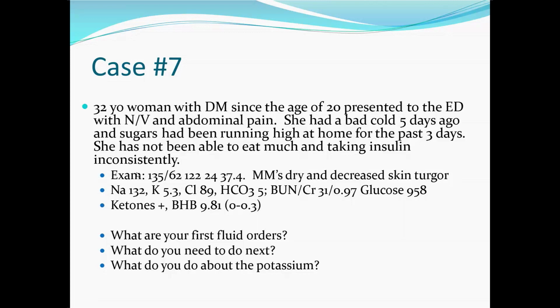So heart rate is a little tachycardic, blood pressure is satisfactory, she's a little tachypneic, normal temperature, and physical exam suggests she's a little hypovolemic. She's hyponatremic, potassium's a little elevated, and her blood sugars are extremely elevated, and the ketones and beta hydroxybutyrate confirm that she is in DKA. So what are the initial fluid orders?